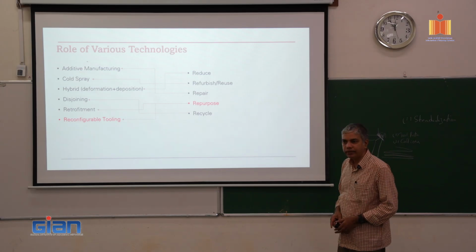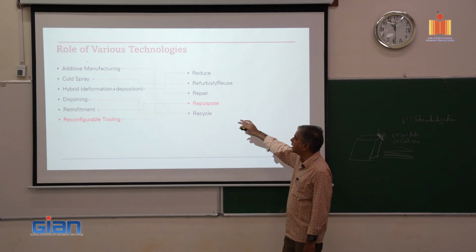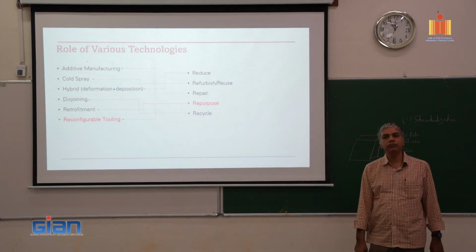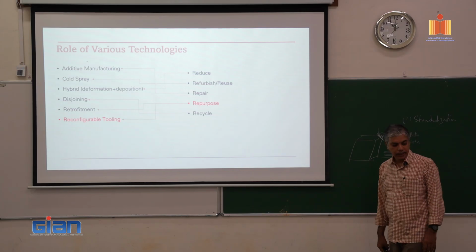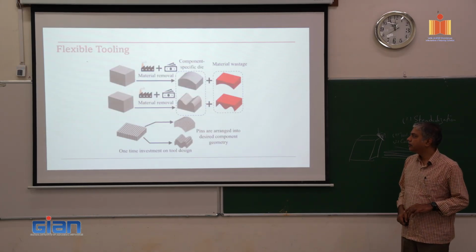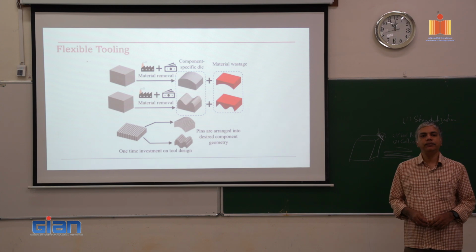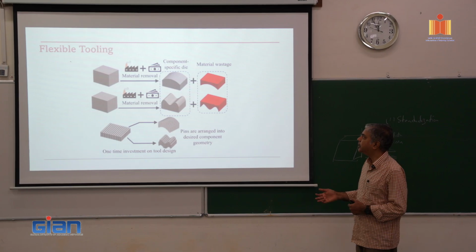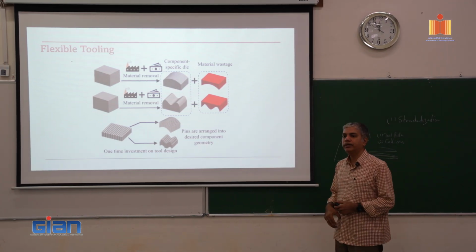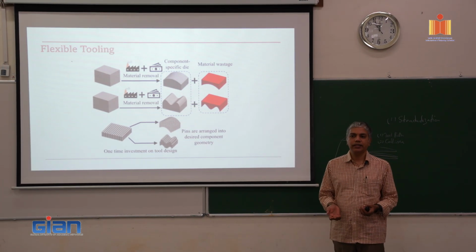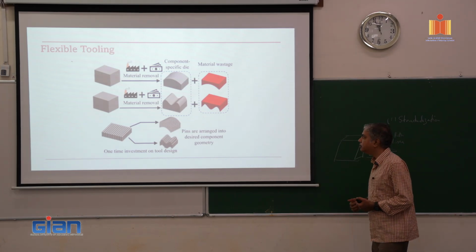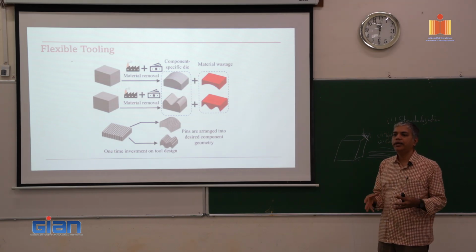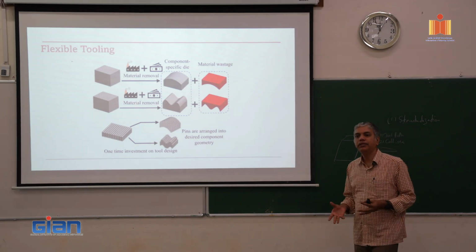Okay, the next example is how you can repurpose for different applications. I'll take two examples. The first example is reconfigurable tooling. Imagine you are doing some forming operations. Typically forming operations may need a specific die, a component specific die for manufacturing, stamping dies for example. And all these dies have to be made, and there is a big investment to be made, etc.